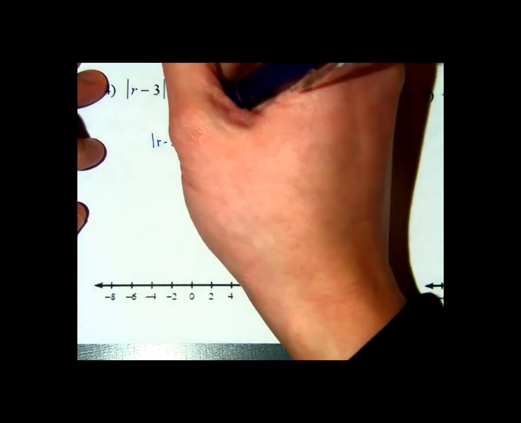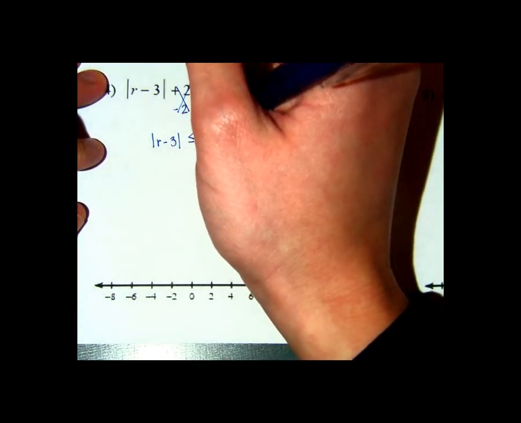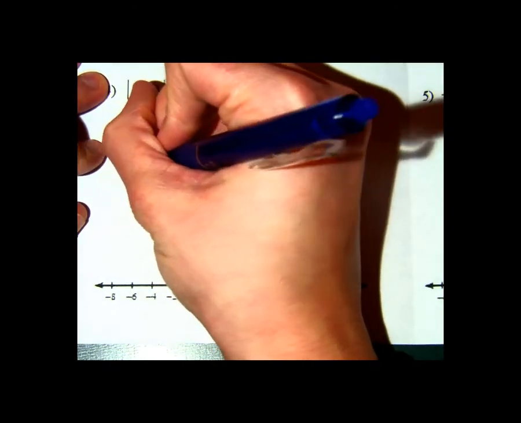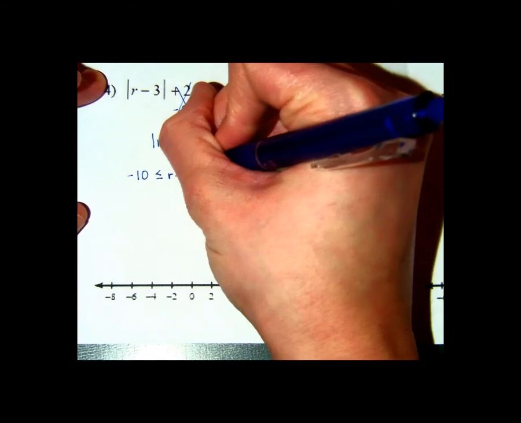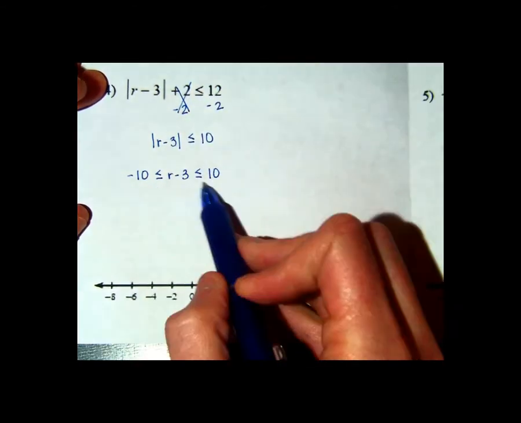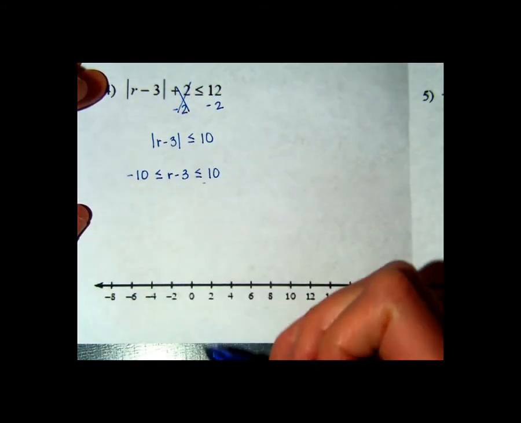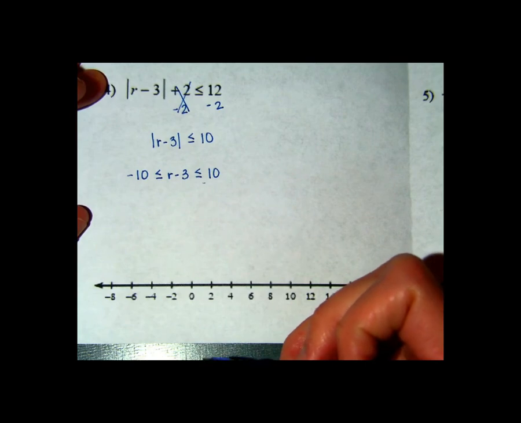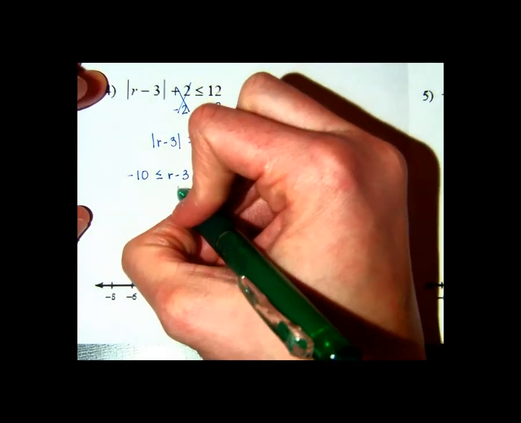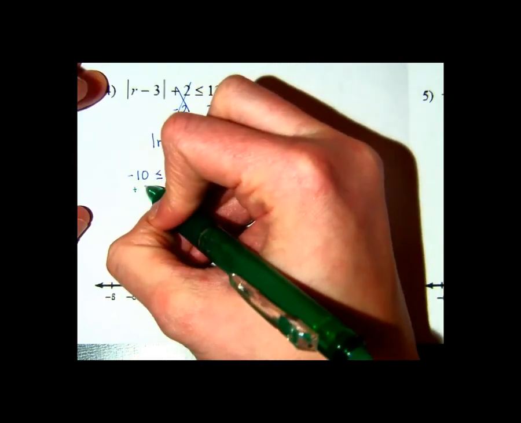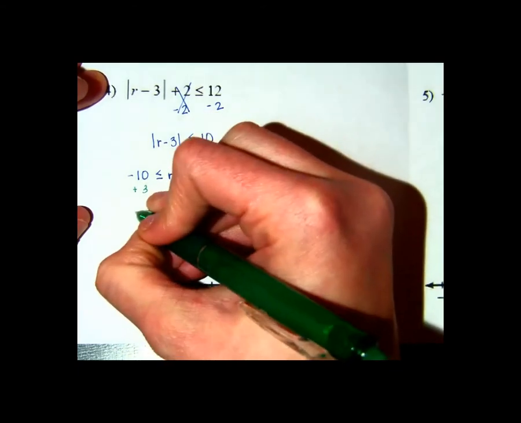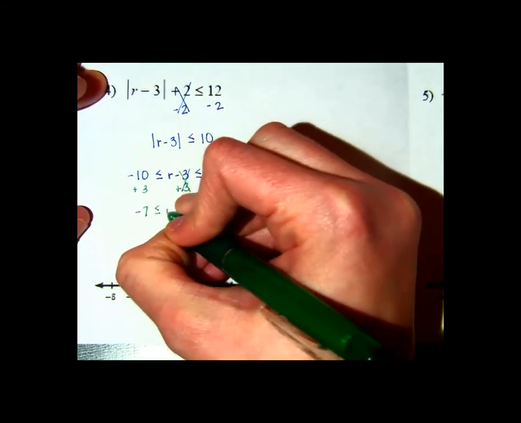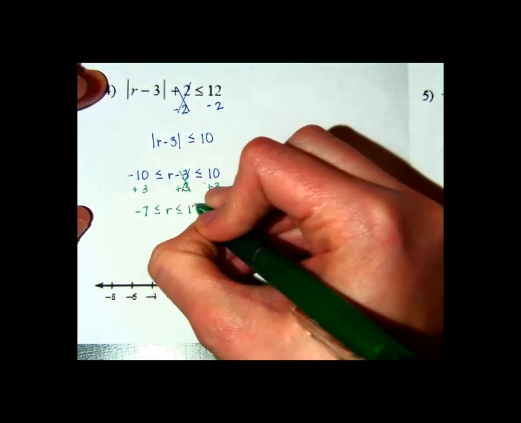It is less than, so I'm going to use an and, which means I have a negative 10 less than or equal to r minus 3, less than or equal to 10. Notice I put or equal to because I just match this. That's the only thing that changes about or equal to. Then I'm going to add 3 to every piece. And I do have to do it to all of them or it will not be correct. So negative 7 less than or equal to r less than or equal to 13.